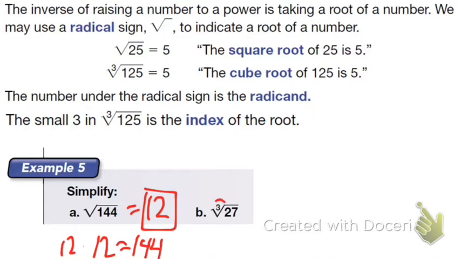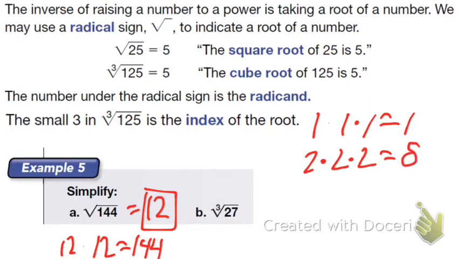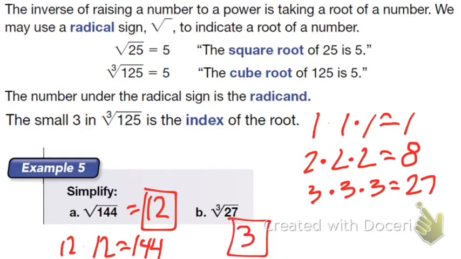Okay, for the cube root, we have the little 3. That means what number times itself 3 times equals 27. So we know that 1 times 1 times 1 equals 1. 2 times 2 times 2 equals 8. 3 times 3 times 3 equals 27. So that means that the cube root of 27 would just be 3, since 3 times 3 times 3 equals 27. Again, the square root is when you're multiplying the number by itself 2 times. The cube root is when you're multiplying the number by itself 3 times.